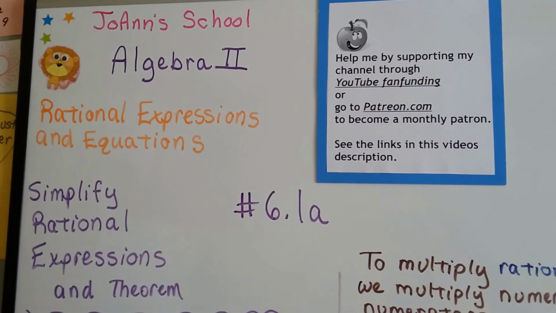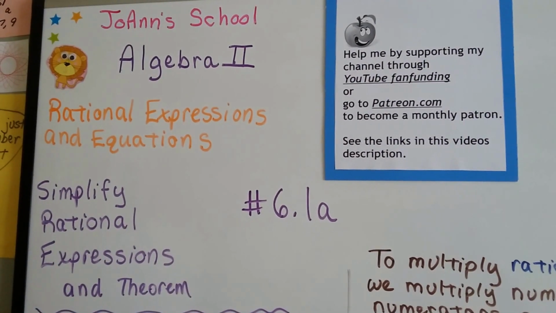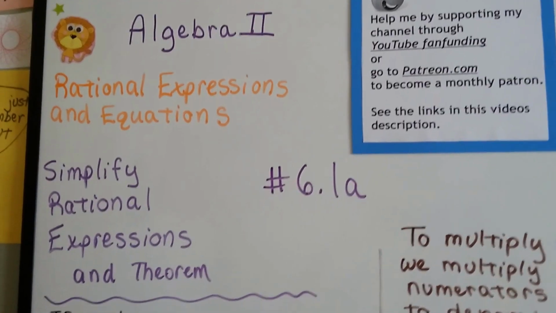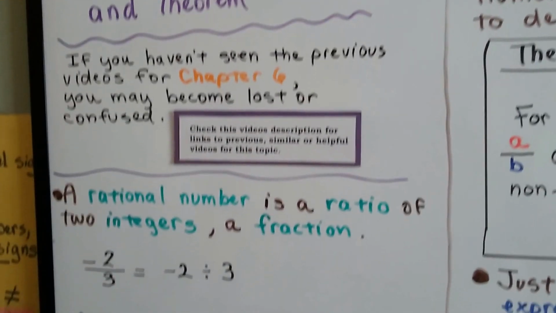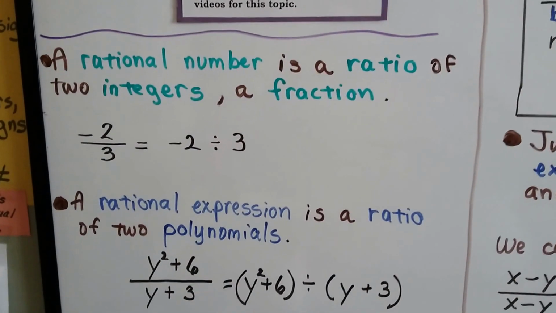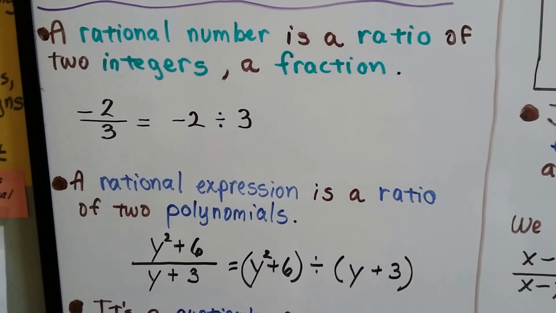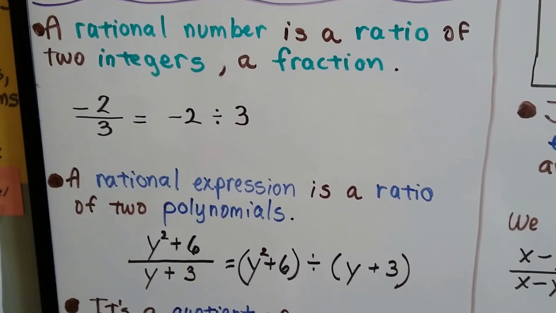Algebra II 6.1a, Simplify Rational Expressions and Theorem. We're in a new chapter, Chapter 6 now. A rational number is a ratio of two integers. It's a fraction. It's a quotient. Negative 2/3 is equal to negative 2 divided by 3.